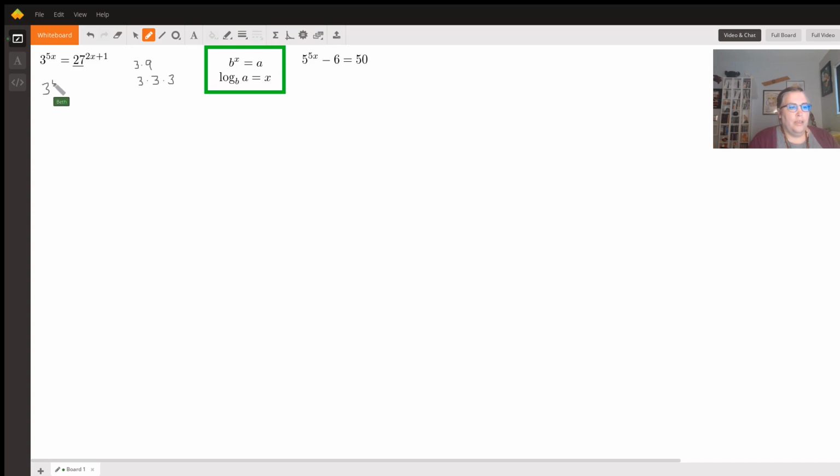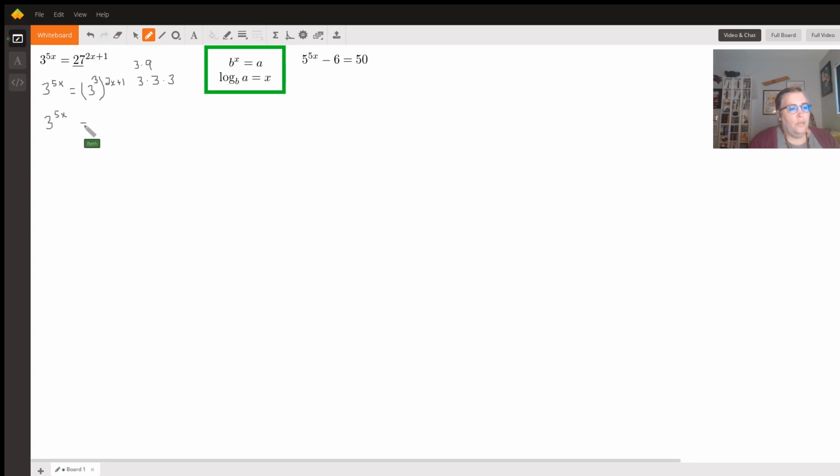So I'm going to rewrite 3 to the 5x. I'm not doing anything to that. But I'm going to replace the 27 with 3 to the third power. That's 2x plus 1 out here. So all I did is I just replaced the 27 with a numerically equivalent expression. They are the same. Again, I'm not doing anything to this side.